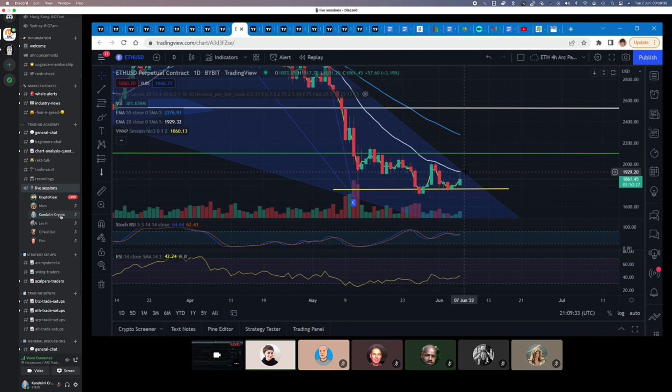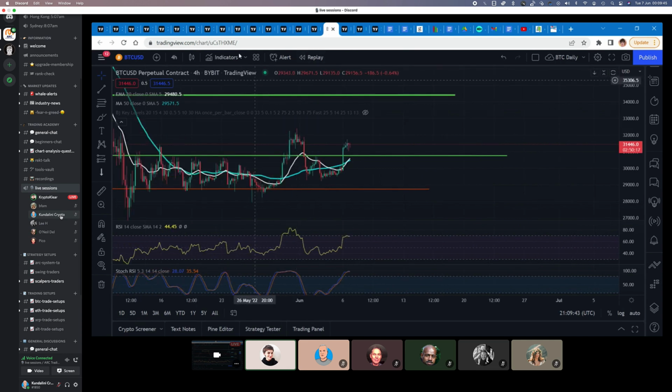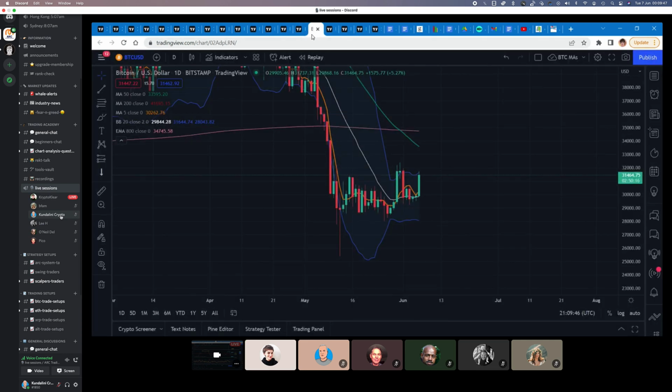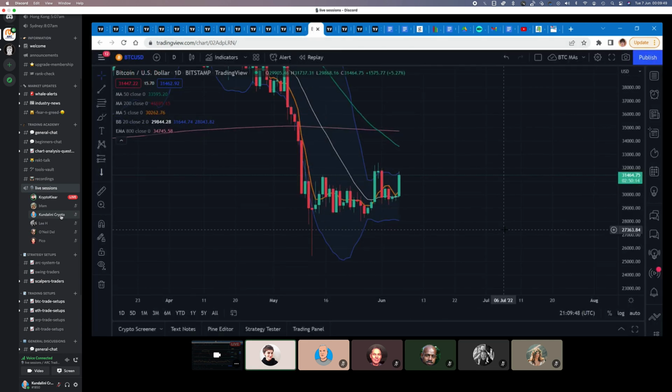But if we close the day above the 20, I'd say there will be a change in sentiment in the market. For Ethereum and for Bitcoin, let me just double check. Yes, and for Bitcoin as well. If Bitcoin closes the day above the 20 and tomorrow continues to go up and is not getting rejected, there will be a change in sentiment and the movement upwards will continue.